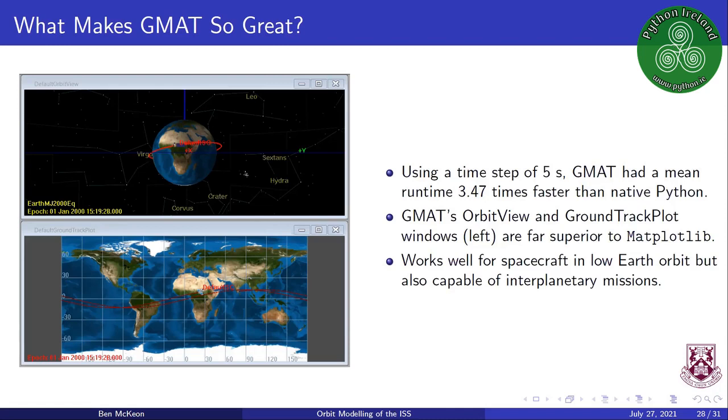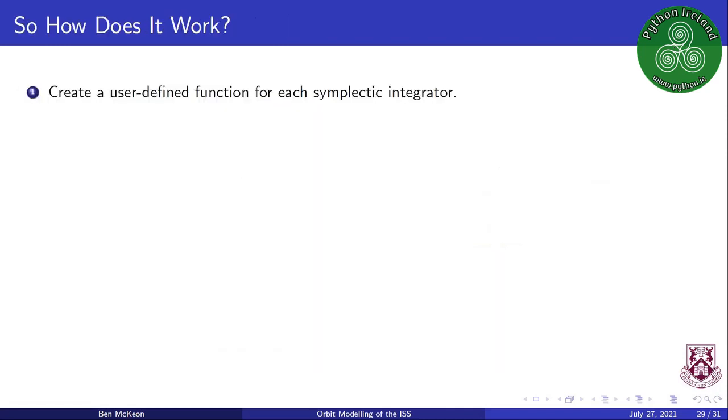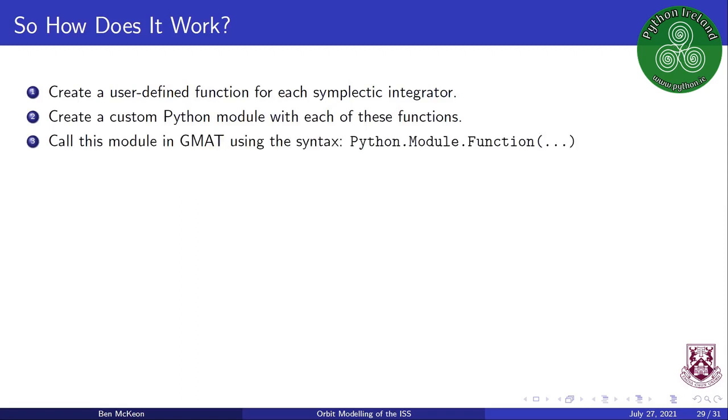GMAT works perfectly for those instances as well. So in order to get Python and GMAT to talk to each other, how do you get it to work? You basically code up your symplectic integrators in Python, whichever method you wanted to use. You write a Python file with all of those in it and make that a module with all the different functions you might want. Then, within GMAT, you call that module. You save it to a Python folder within the GMAT file structure that works like the site-packages folder, if anyone's familiar with working with custom Python modules.